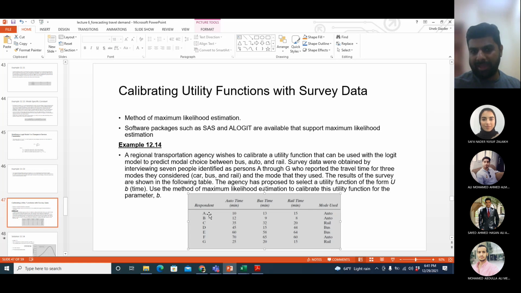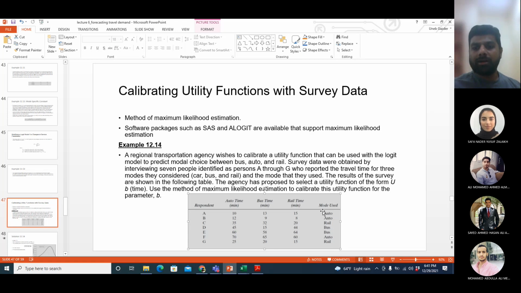So this person A, in order to go from his origin to destination, it would have taken 10 minutes by auto, 13 minutes by bus, and 15 minutes by railway. And in the end, from all these 3 modes, he chose auto. For person B, same thing, but you can see the auto time is higher, but still he chose auto. The time to go by car is higher than bus and railway, but still he chose the auto mode. Like I said, it depends upon person to person as well, and the system characteristics and everything.